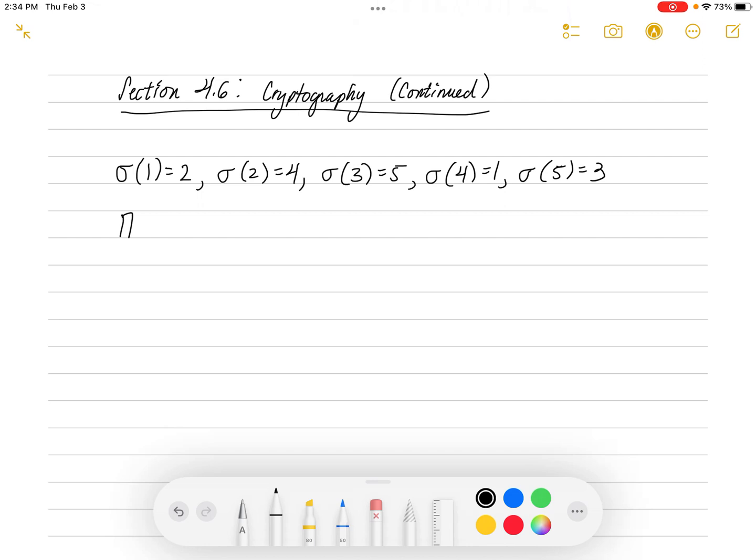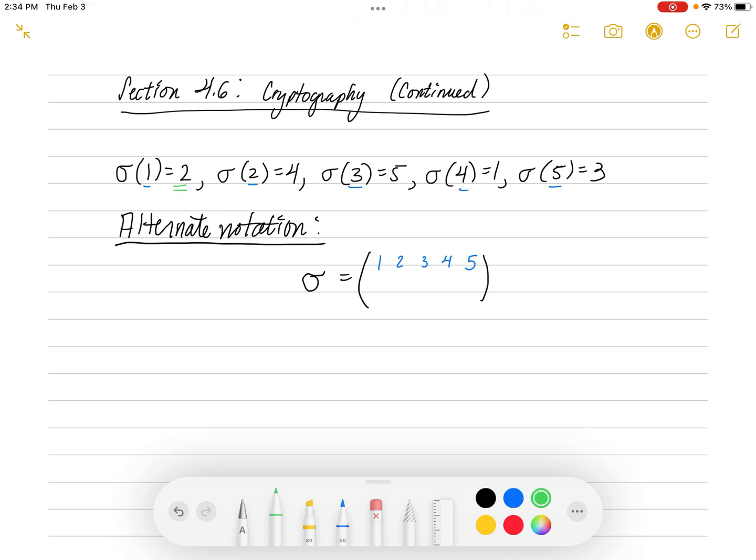sometimes you'll see this written alternately. Here's an alternate notation for permutations. Sometimes you'll see these written in matrix form. They'll write sigma, that's the permutation, equals, and you'll see it kind of like a matrix. So you take your domain, which consists of inputs 1, 2, 3, 4, and 5. Those are the inputs up top, 1, 2, 3, 4, and 5 in this case. And the outputs will go down below.